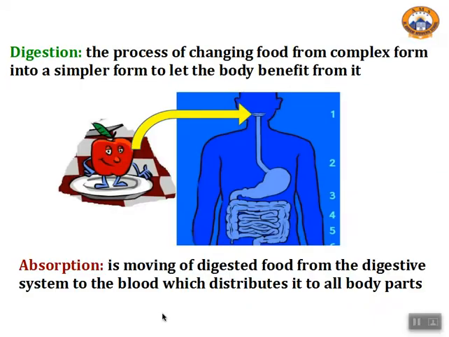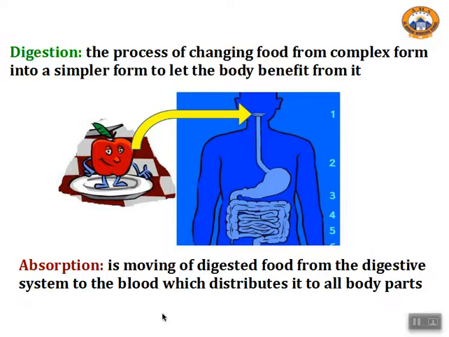So what happens to the food that we eat? If you are eating any kind of food or any meal, for example, bread or rice or meat or any kind of food, this food that you are eating is present in a complex form or a big form. The body can't use it that way.